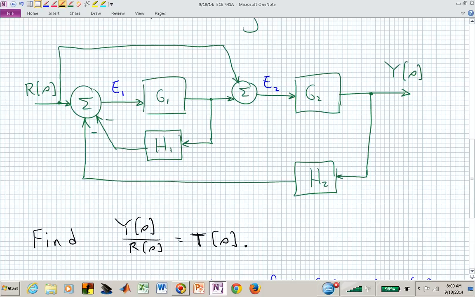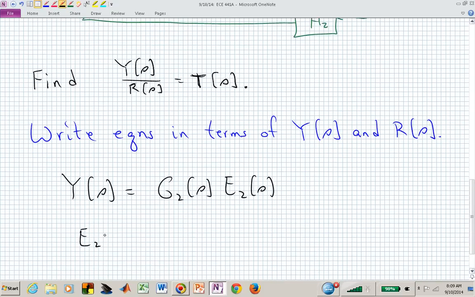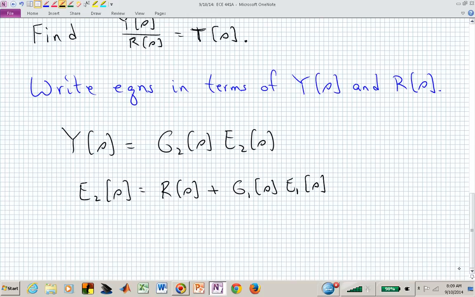E sub 2 is made up of a couple of signals. E sub 2 is the output of that second summing junction. It is made up of R, the input, and G1 of S times E1 of S. Both of those terms are signals. So E sub 2 of S is now R of S plus G sub 1 of S, E sub 1 of S. And I may drop the S. I may get lazy. Is that okay, the argument? But keep track of what's a signal and what's a system, because you can't be adding signals and systems. You have to be always combining like quantities or like entities.